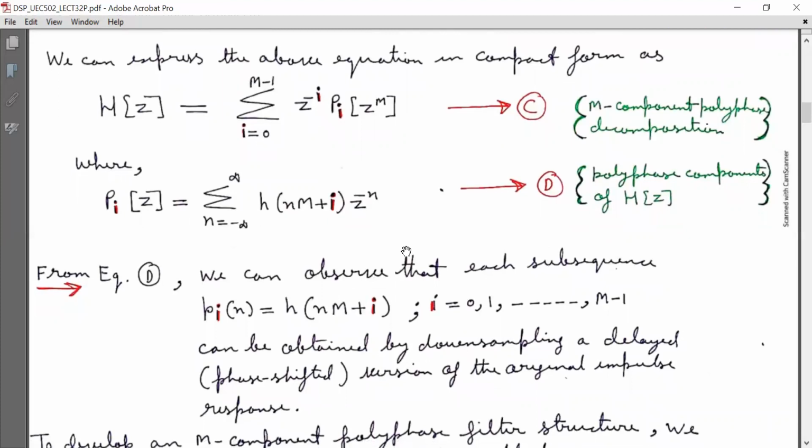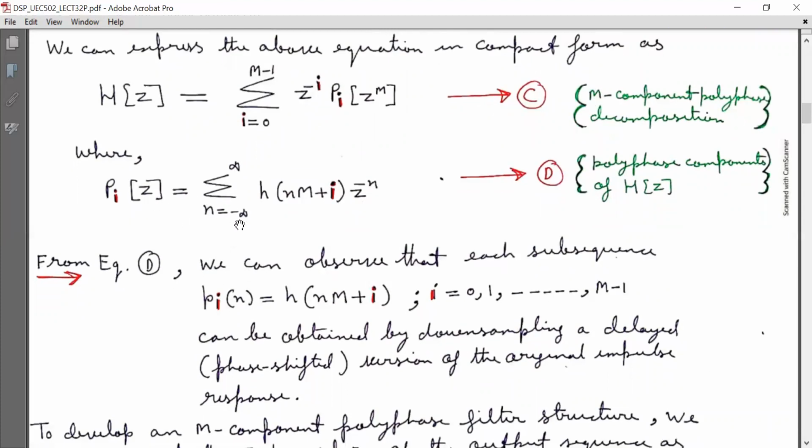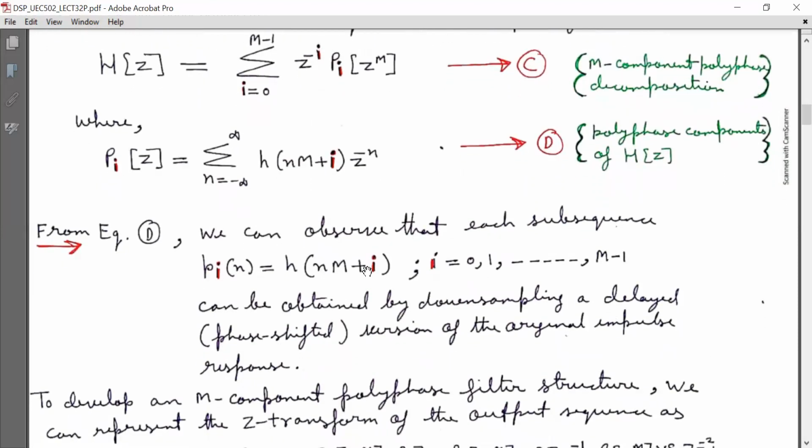Now from equation D, we can observe that each subsequence p_i[n] is equal to h[nM+i], where i is changing from 0 to M minus 1. So P_i(z) is equal to the summation n running from minus infinity to infinity of p_i[n] z^(-n), where p_i[n] is equal to h[nM+i]. So we can observe that each subsequence p_i[n] can be obtained by downsampling a delayed or phase shifted version of the original impulse response h[n].